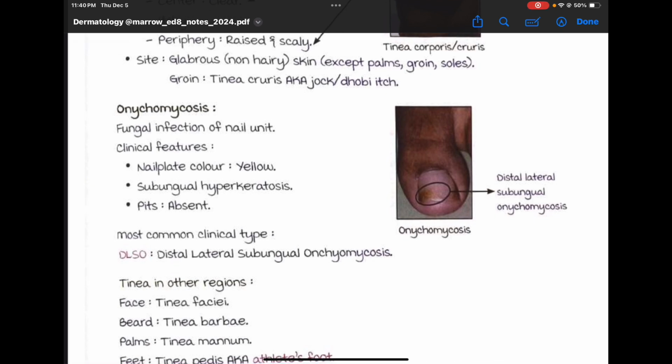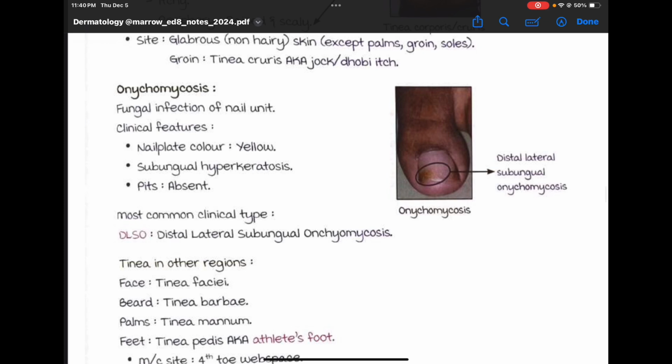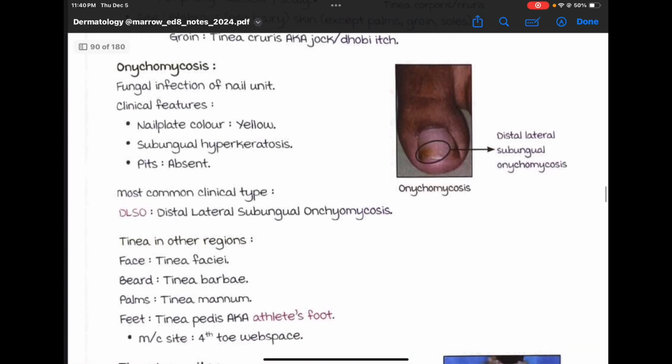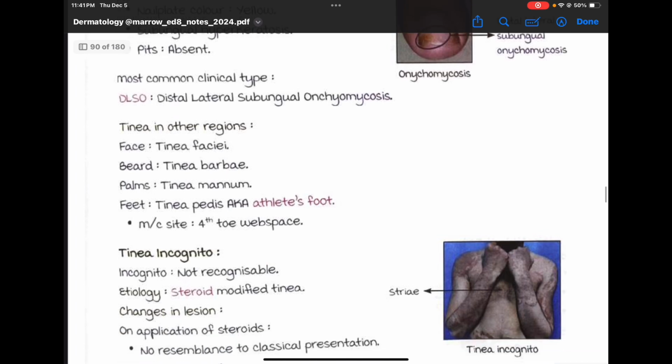Onychomycosis, fungal infection of the nail unit. Clinical features: nail plate color yellow, subungual hyperkeratosis, pitting absent. Distal lateral subungual onychomycosis is the most common clinical type.